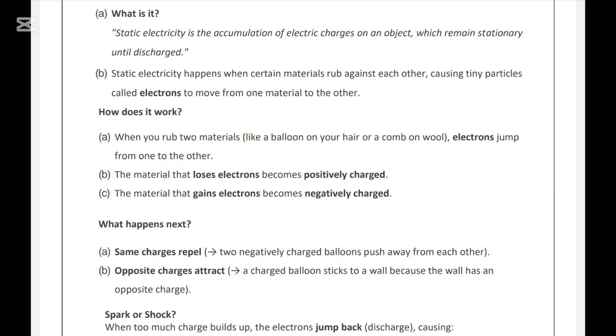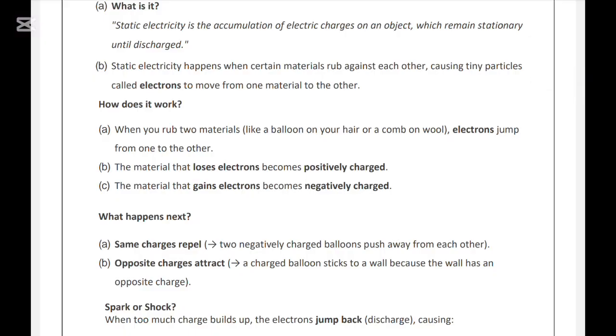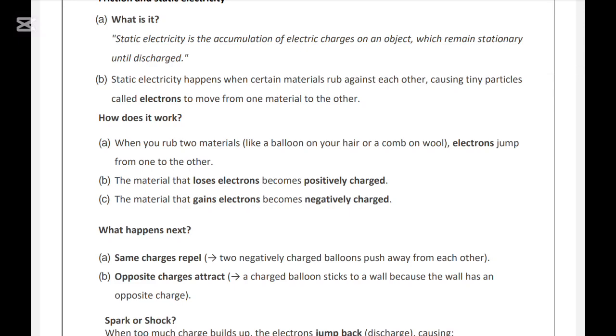Static electricity happens when certain materials rub against each other, causing tiny particles called electrons to move from one material to the other. Like you already know from maybe a previous grade or grade 7, electrons will move from negative to positive. Unlike charges attract, like charges repel.